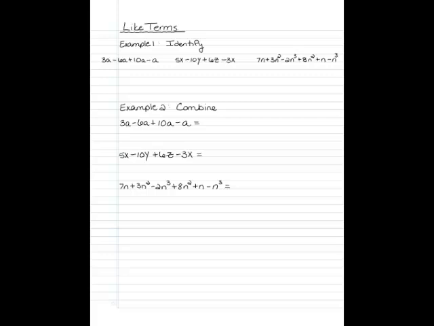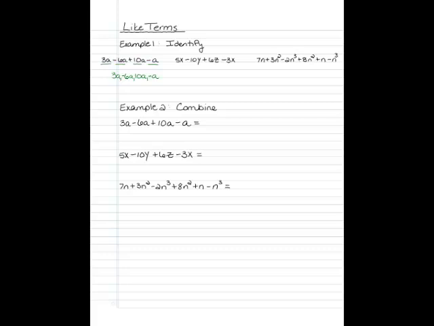In this first one, we have 3a minus 6a plus 10a minus a. If you notice in all of these, the variables are the same. Each of these terms has the variable a. So all of these terms, all 4 of these, are like terms because the variable factor is the same. So the like terms here are going to be all 4 of them, the 3a, the negative 6a, the 10a, and the negative a.